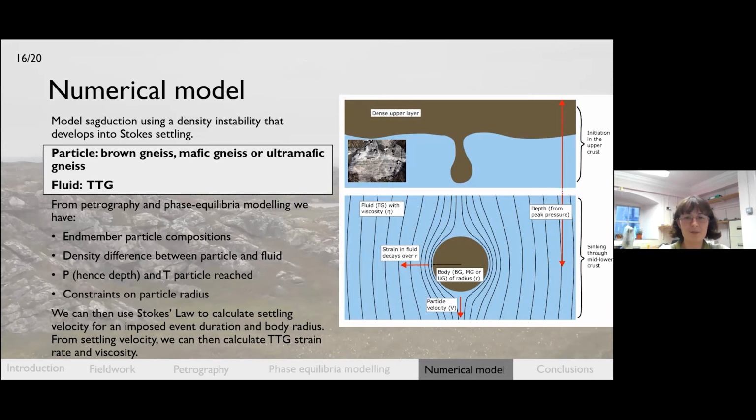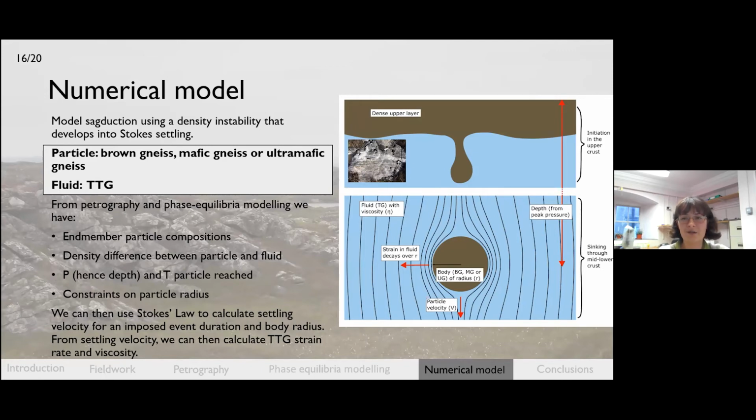The particle is comprised of one of the non-TTG lithologies, and the viscous fluid is made of TTG, which we've just shown with our little schematic reminder of the TTG. We model the particle as falling through Stokes settling throughout sagduction, as this is the fastest the particle could move. And throughout this whole process, our model is designed to give sagduction the best chance of succeeding.